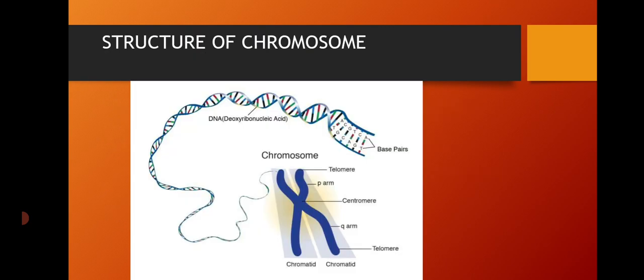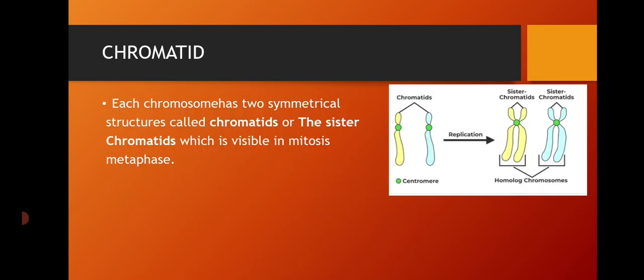This is the structure of the chromosome. The main parts of a chromosome are chromatid, chromonemata, chromomeres, centromere, secondary constriction or nucleolar organizer, telomere, and satellite. The first part of the chromosome is the chromatid. Each chromosome has two symmetrical structures called chromatids or sister chromatids, which are visible in mitotic metaphase.